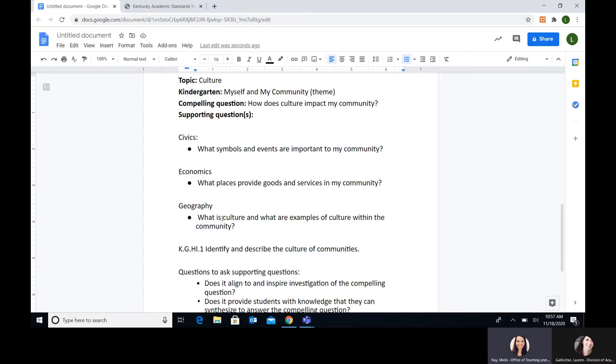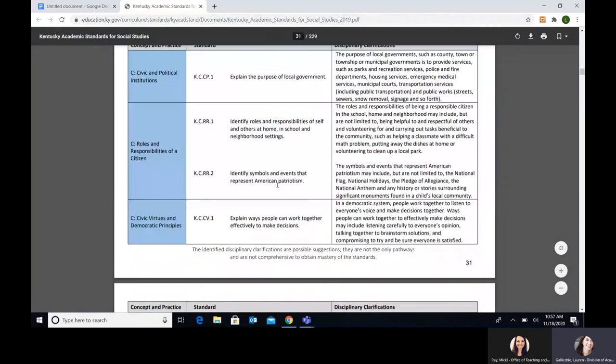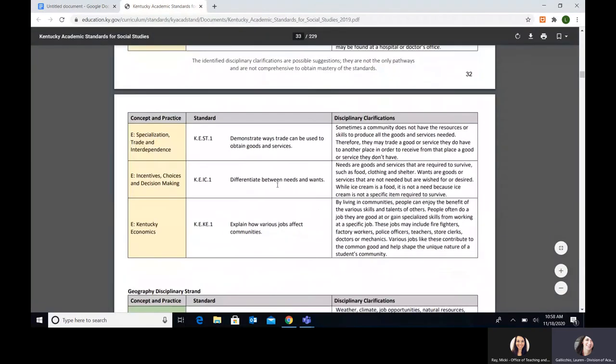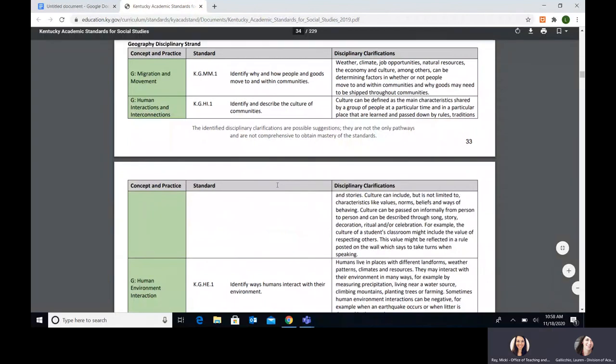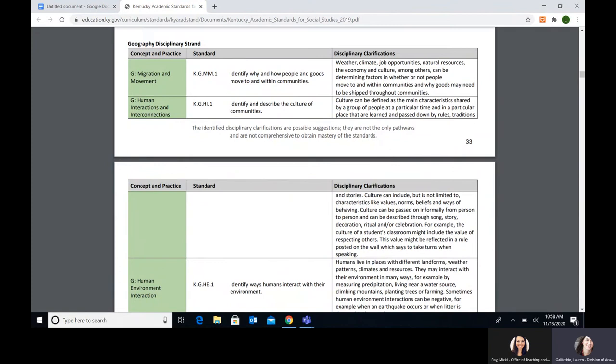Let's process that a little bit. What would we be looking for with that question beyond just the definition? Do you mean with the standard or with the question? With the question. All right, so let's do this first. Let's go back and look at the disciplinary clarifications, just so that we can anchor our thoughts in that.